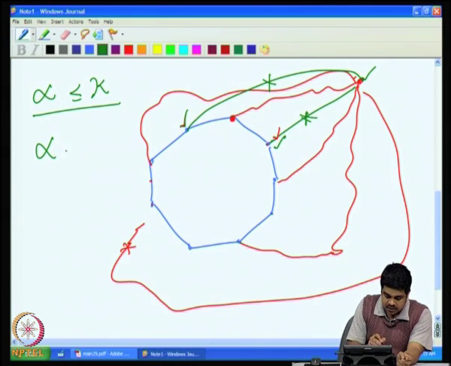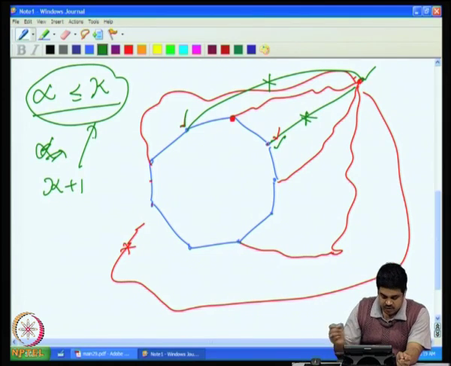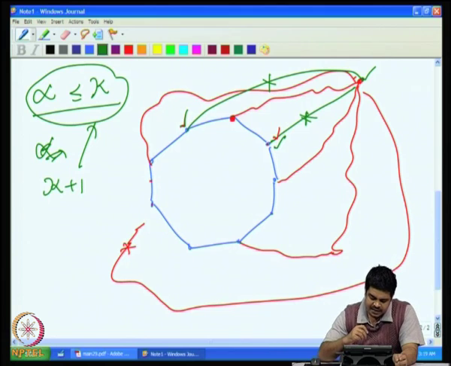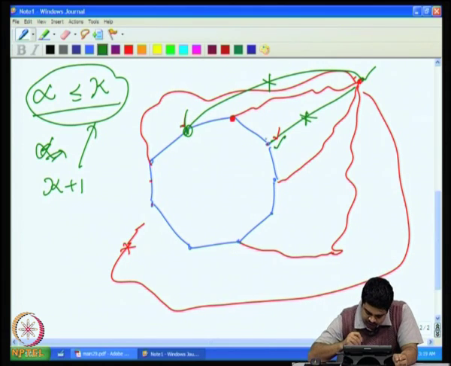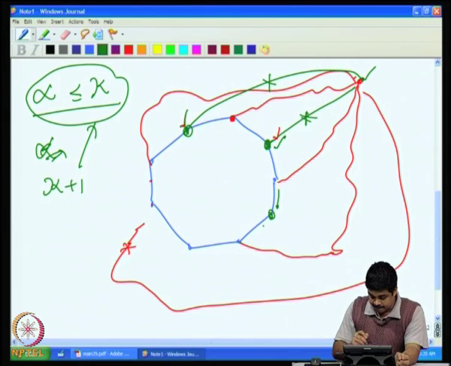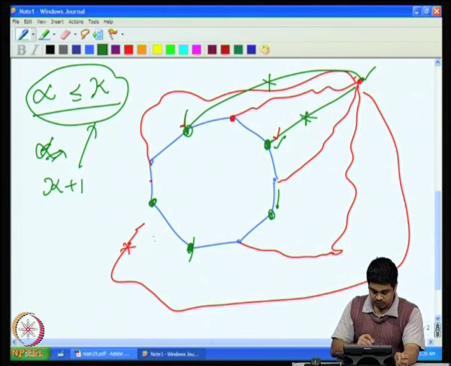So, if you show that there exists an independent set with cardinality kappa plus 1, this will violate this assumption, and then we get the contradiction. Our candidate vertices are these alternate vertices, the vertices just after the endpoints of these fan paths on this cycle. Those vertices will form an independent set.